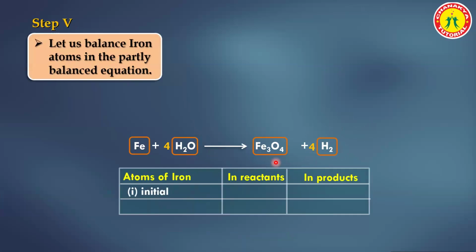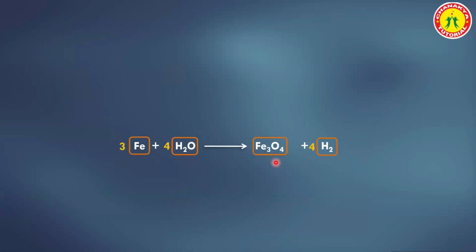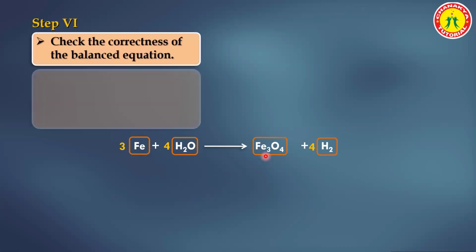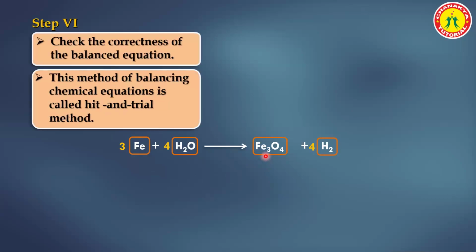Iron. Initially, we see 1 Fe on the left hand side, 3 Fe on the right hand side. We'll multiply by 3 on the left hand side and the equation becomes this, where we have equal number of atoms of Fe on the left hand side and on the right hand side. So this method of balancing a chemical equation is known as hit and trial method.